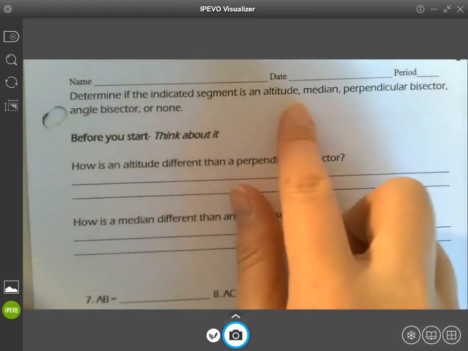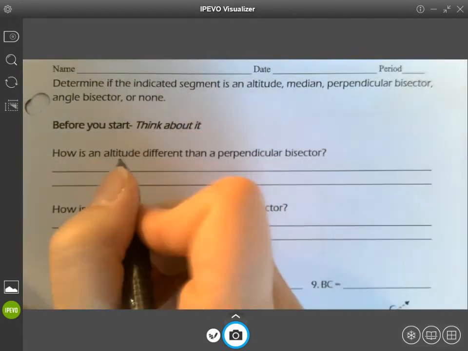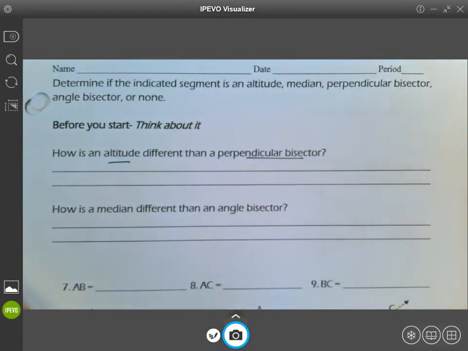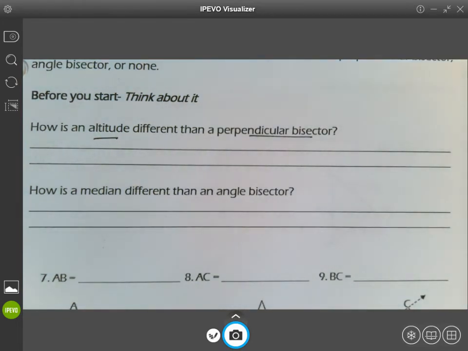All right, looking at these. Determine if the indicated segment is an altitude, median, or perpendicular bisector. And then we need to think about it. How is an altitude different than a perpendicular bisector? Okay, what's an altitude? Well, an altitude is the height of something, right? The altitude goes from the vertex to the opposite side.